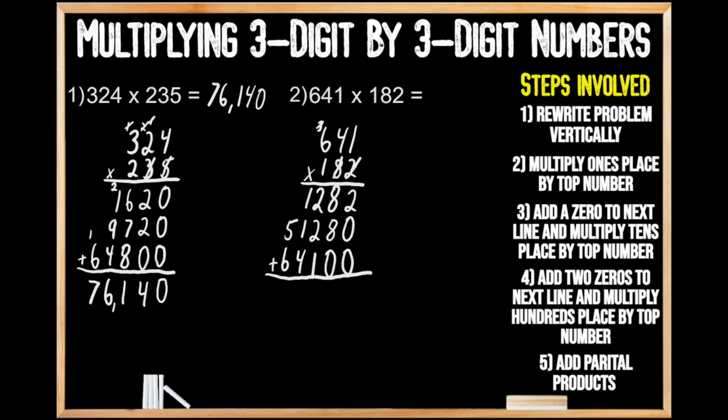So 2 plus 0 gives us 2, 8 plus 8 gives us 16, plus 0 gives us 16, so we're going to write the 6, carry the 1. 1 plus 2 gives us 3, plus 2 gives us 5, plus 1 gives us 6. And 1 plus 1 gives us 2, plus 4 gives us 6, and then lastly 5 plus 6 gives us 11, so we're going to write that down below, giving us a product of 116,662. So when we multiply 641 by 182, we get the product of 116,662.